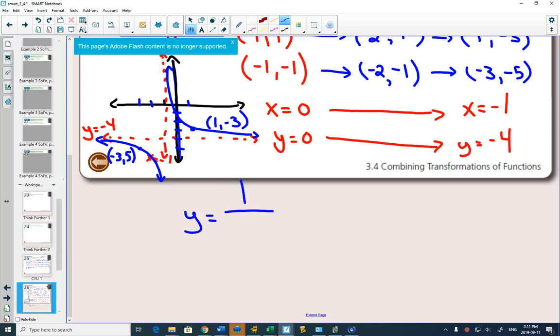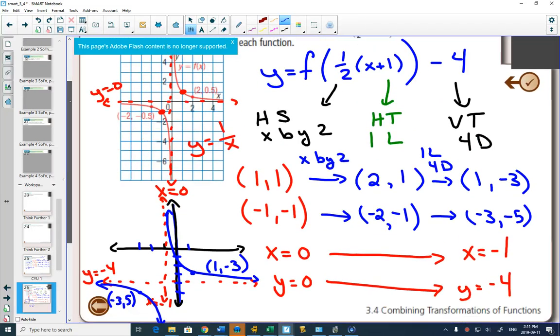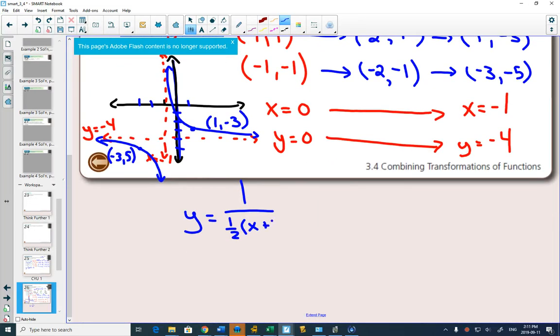1 over, now wherever the x is, that's going to be all of your horizontal stuff. What did we have inside the function? We had a 1/2 and an x. Is it plus 1? Yeah. That's all in the bottom where your x was. The 4 down happens outside of the function afterwards.